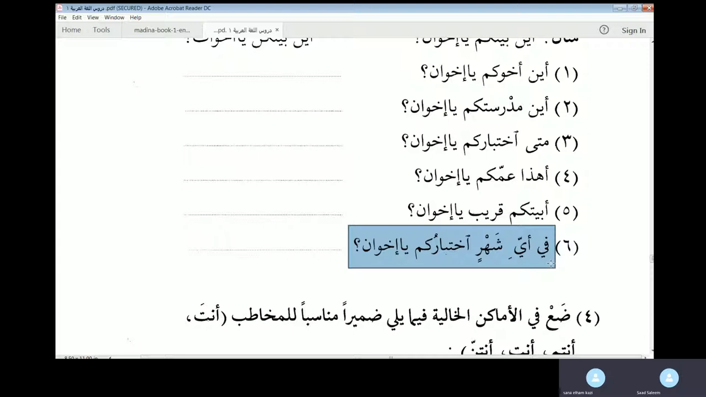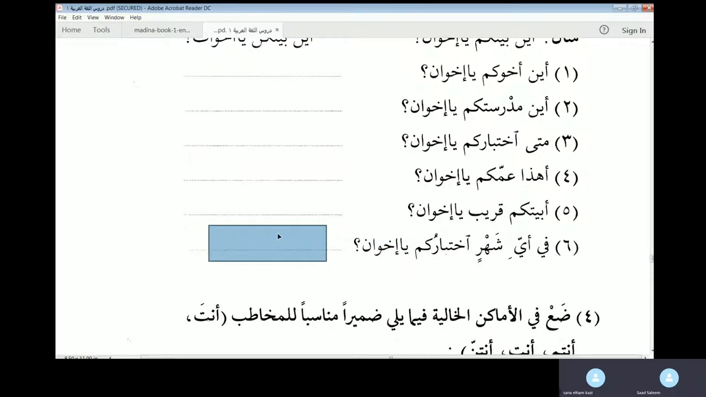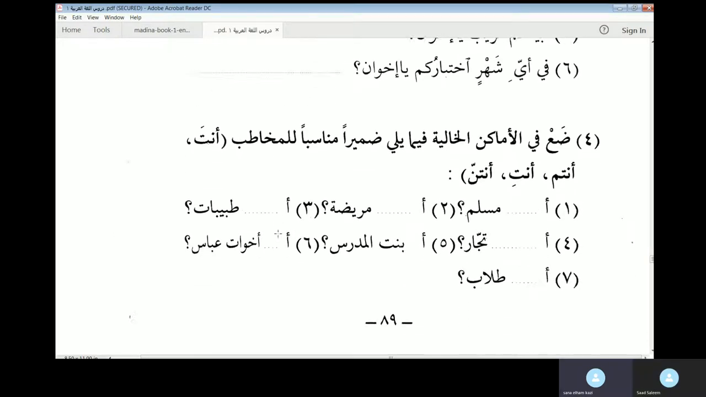Fi ayyi shahrin ikhtibarukum ya ikhwanu? In which month are your exams, oh brothers? Fi ayyi shahrin ikhtibarukunna ya akhawatu? In which month are your exams, oh sisters?